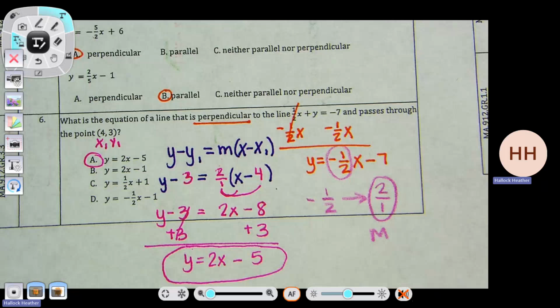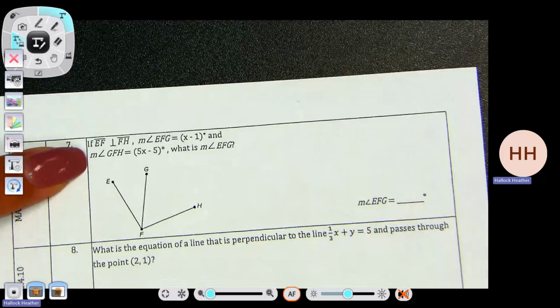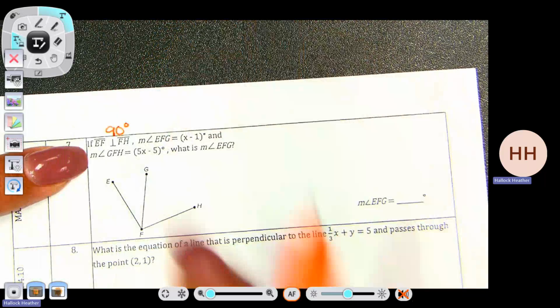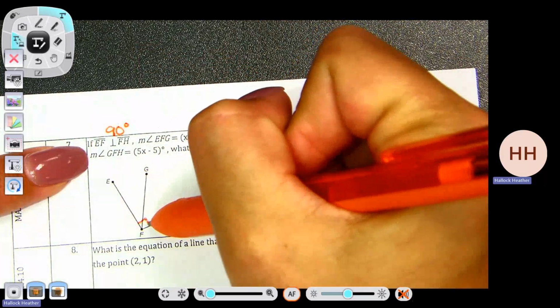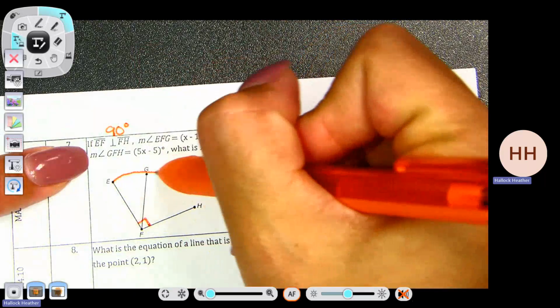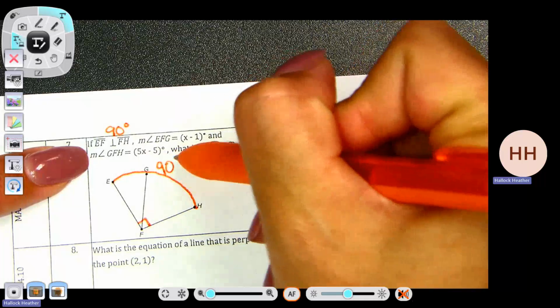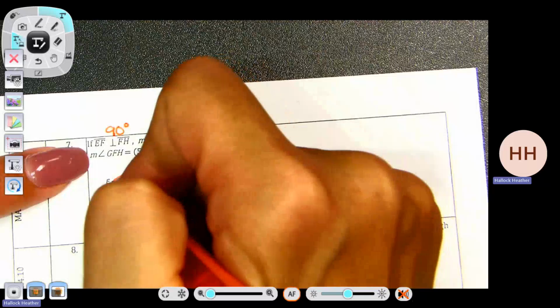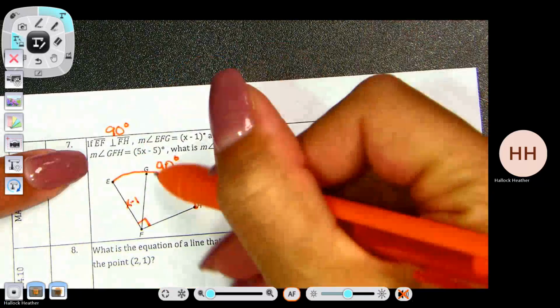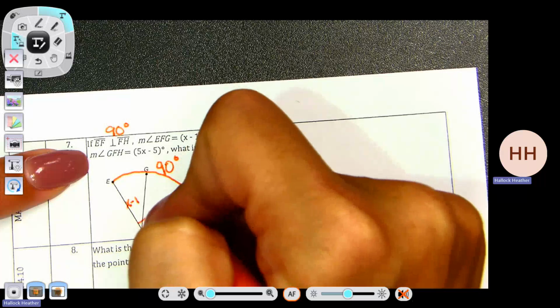7 is a review problem. 7 says EF is perpendicular, that's 90 degrees, to FH. So that means that this line and this line make a 90-degree angle in total. Together, it makes 90 degrees. EFG is x minus 1. GFH is 5x minus 5.